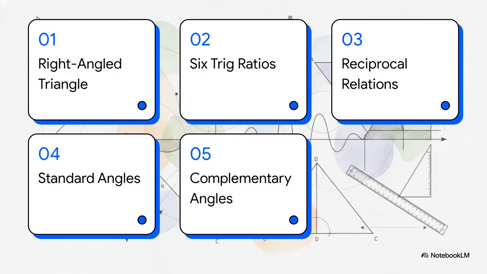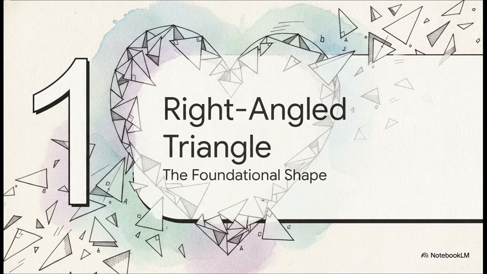So, here is exactly how we're going to break this all down today. Section 1, the right-angled triangle. Section 2, the 6 trigonometrical ratios. Section 3, understanding reciprocal relations. Section 4, ratios of standard angles. And finally, Section 5, solving complementary angles. Let's dive right in with Section 1, the right-angled triangle.